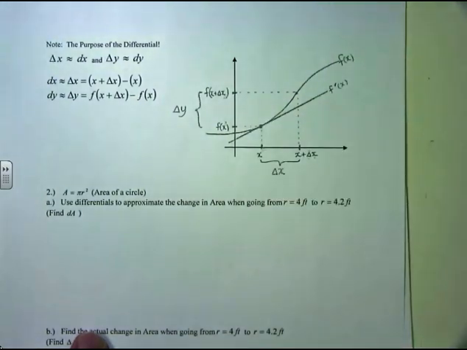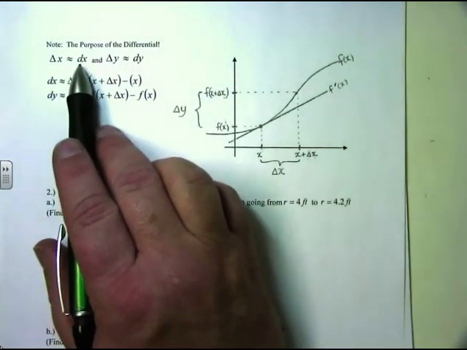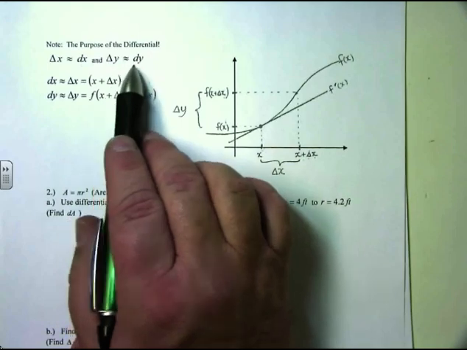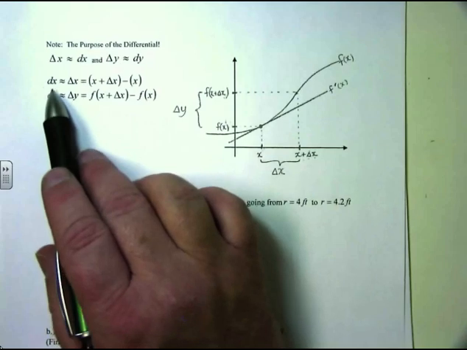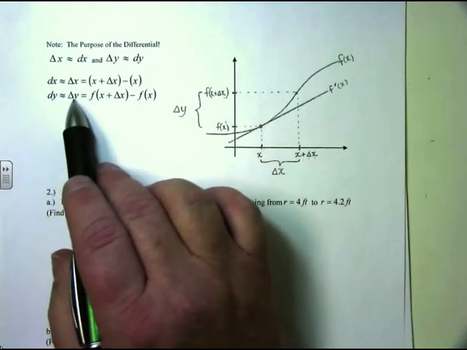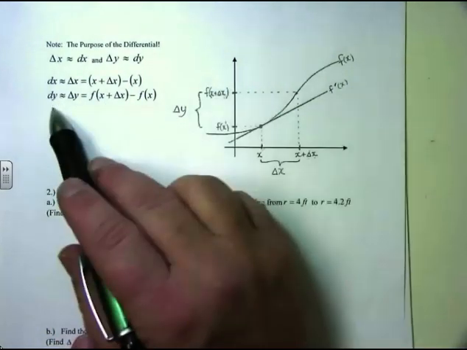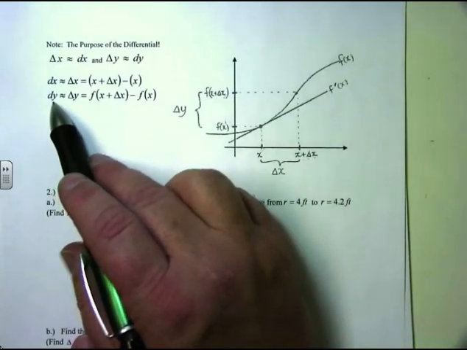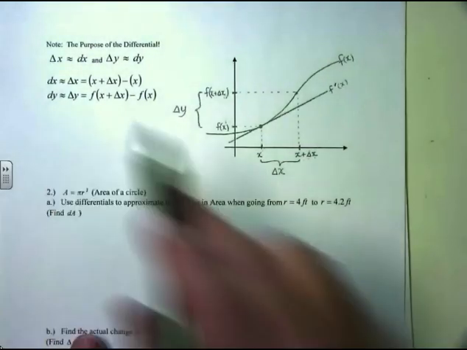So from our notation of derivative and your slope being change in y over change in x, we come up with this. Delta x is approximately dx, and dy is approximately delta y, which is f of x plus delta x minus f of x. So what the differential is actually helping us calculate is the change in the y coordinates. It's approximating the change in y coordinates.